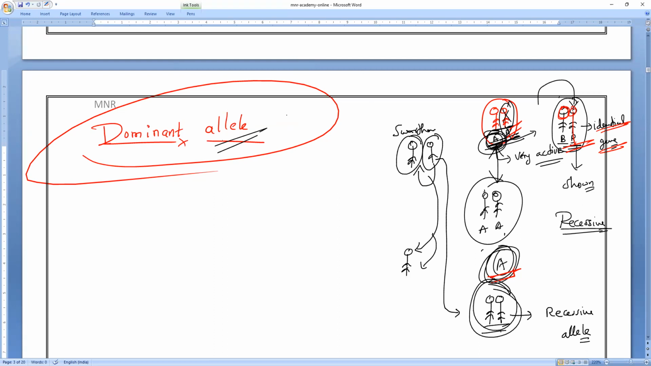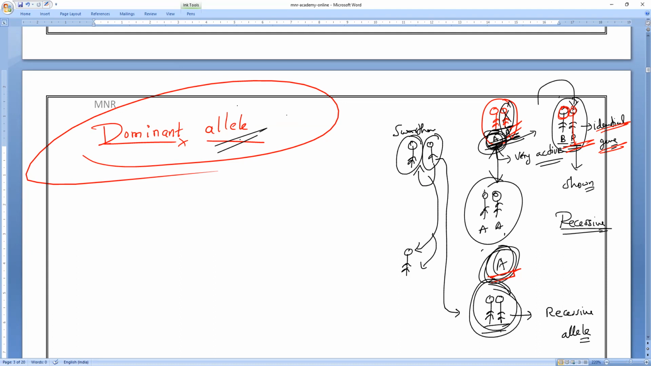So dominant allele means one who never depends on the pair. That is what we call a dominant allele. The second one of the pair may be identical or not identical, it doesn't matter. Always it will show the appearance.